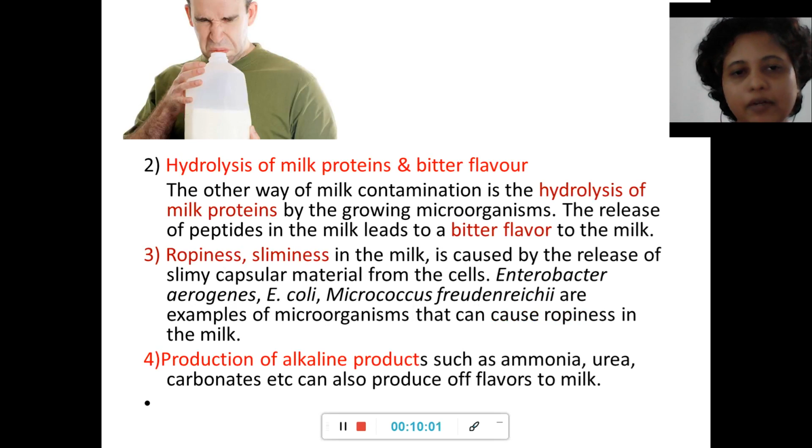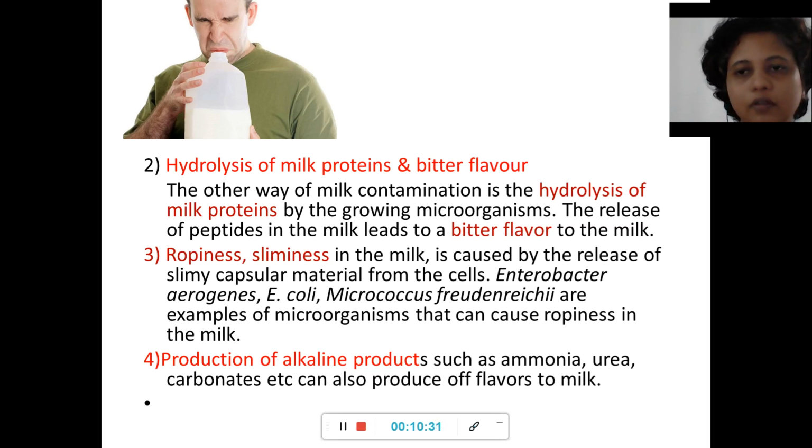Then another bad feature when the milk gets spoiled is the hydrolysis of the milk protein and a bitter flavor. The milk protein has been broken, the protein has been degraded. Just imagine when meat spoils, what is the bad smell? The same way, when milk gets spoiled, the protein is degraded, so you get a bad flavor as well as a bad smell.